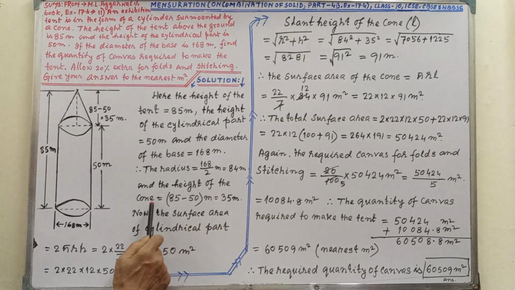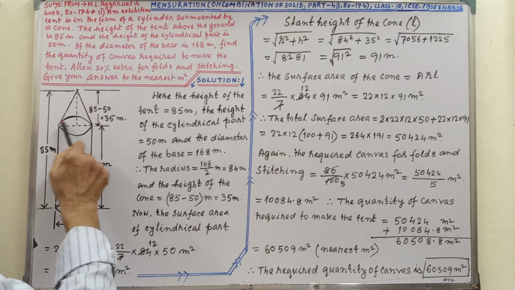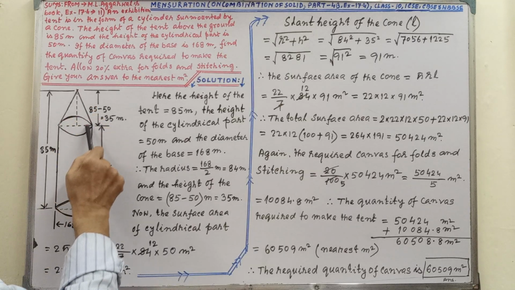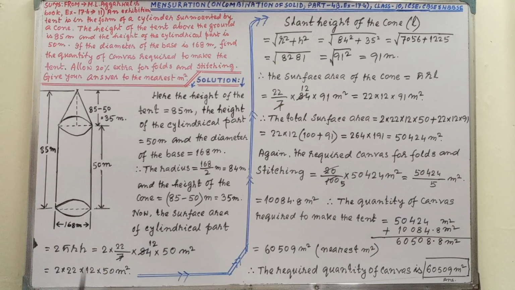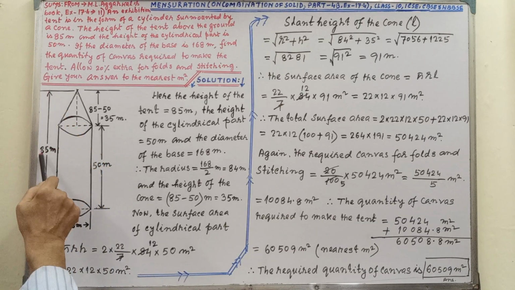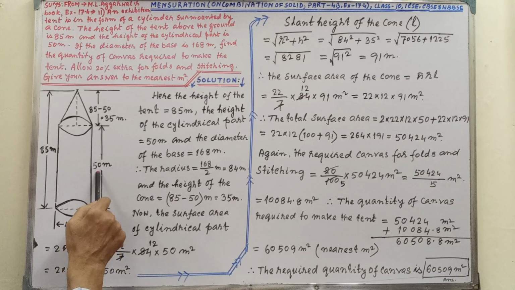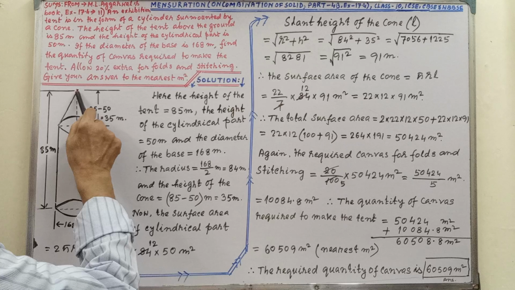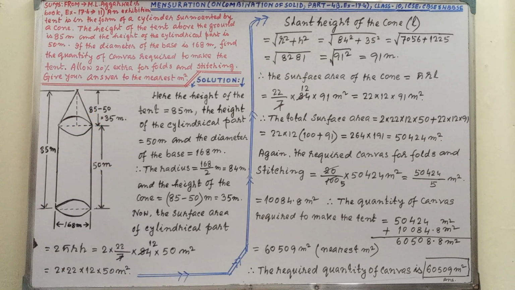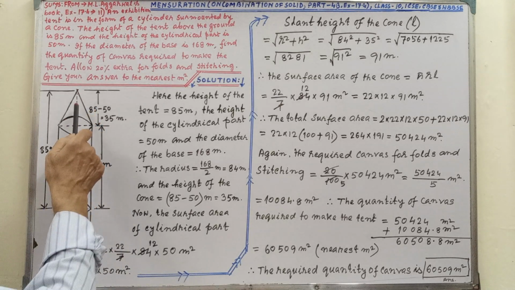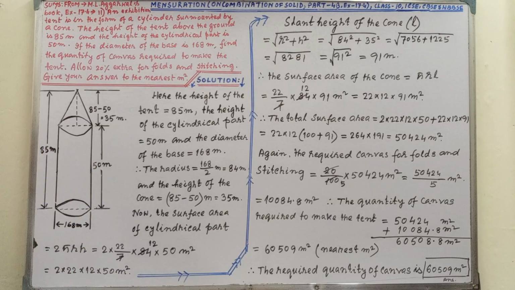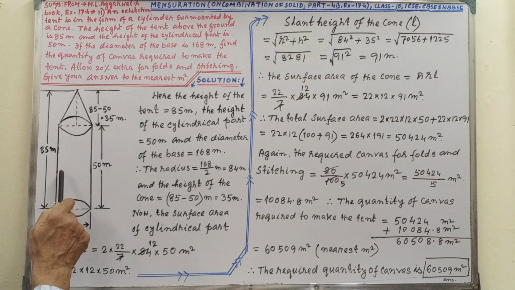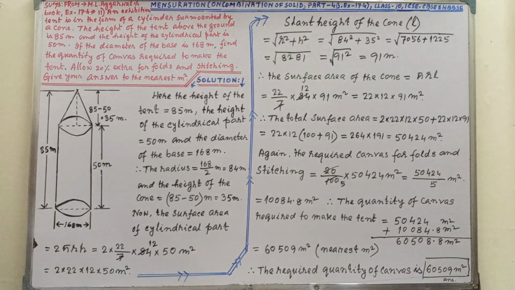And the height of the cone, this conical shape, is surmounted on the cylinder. So total height is 85, cylindrical height is 50. So 85 minus 50, that is 35 meter, is the height of the cone. Now we have to find out the required canvas to make the tent. Therefore, we have to find out the surface area of the cylindrical part and conical part.